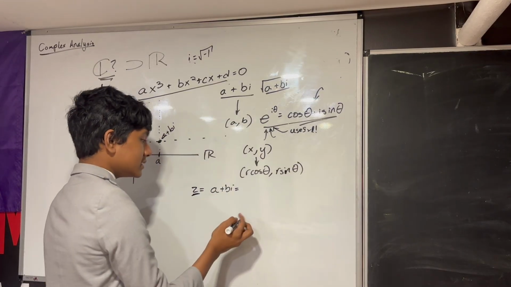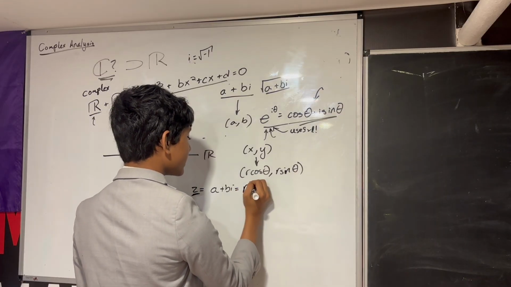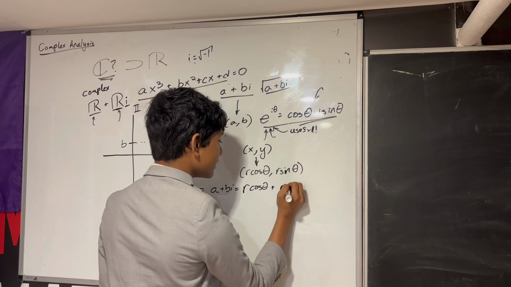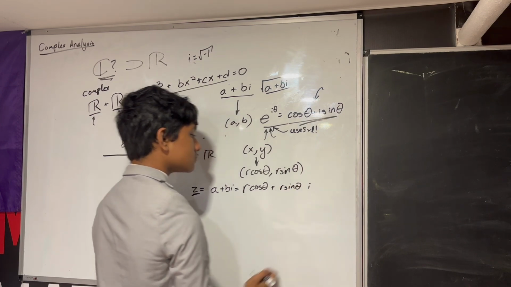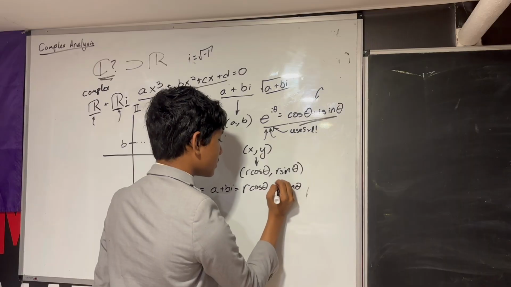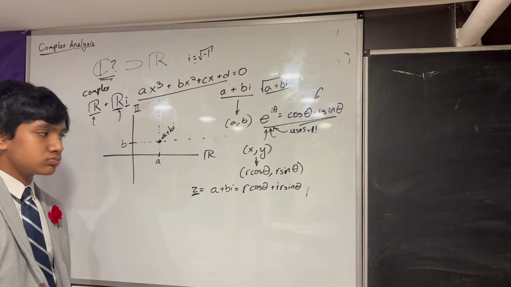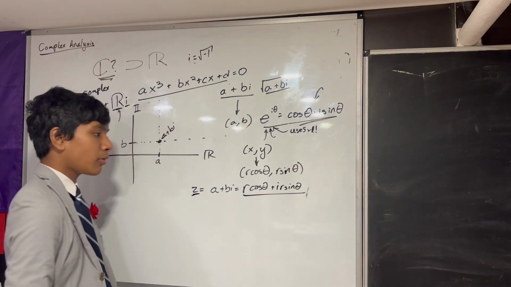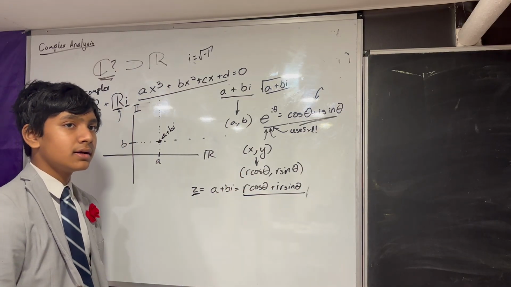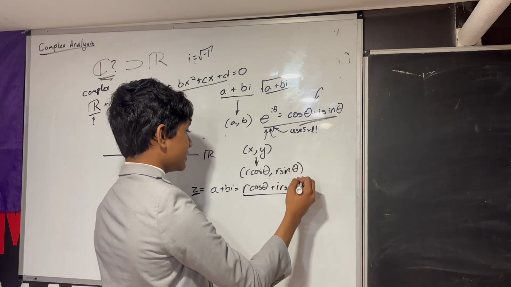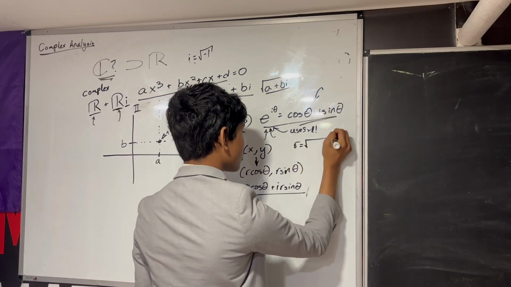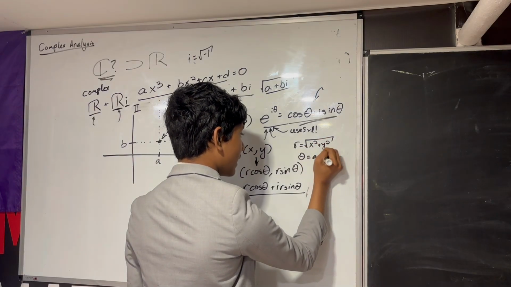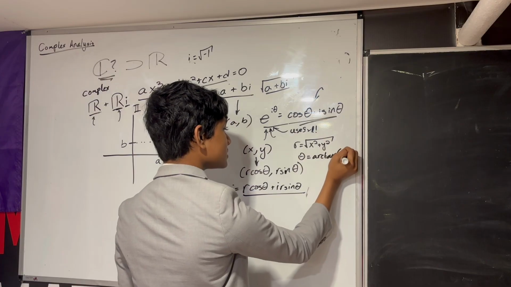So, if z is equal to a plus bi, you can also write it as r cosine theta plus r sine theta i. So now, what does this mean? What is r? What is theta? Well, remember the mappings of r and theta from regular Cartesian to polar. r is just the square root of x squared plus y squared, and theta is arctan y over x.